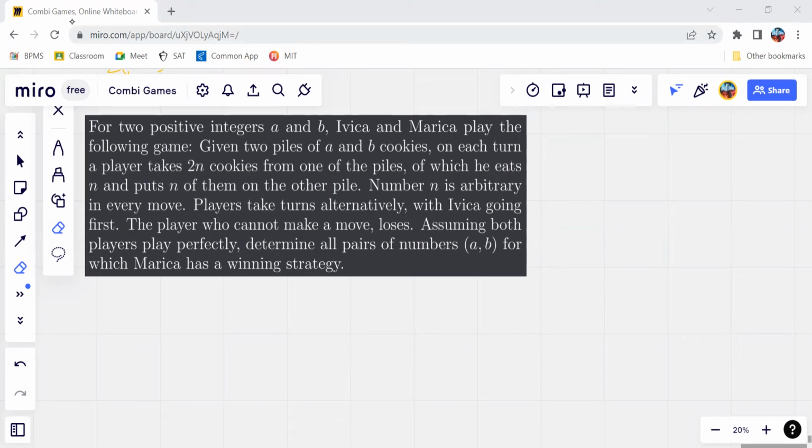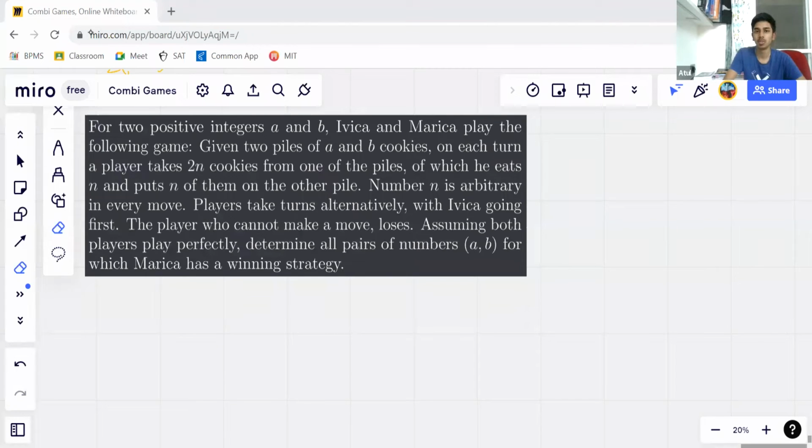Wait, so the only way he cannot make a move is if both are 1, right? 1-1 or 1-0. Alright. How would 1-0 work? Wait, yes, it does. Okay.